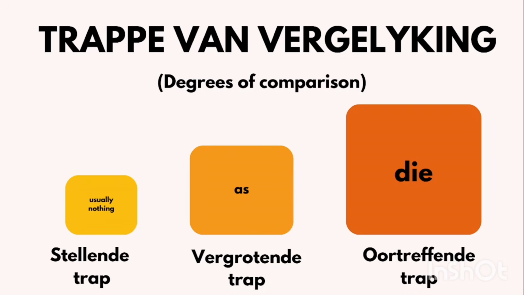Okay, so they'll give you rooi as a clue, and then because you saw the word die, you know that you're supposed to say ste at the end. And that's why your Afrikaans teacher always says die langste, or die kortste, or die swaarste. They want you to keep remembering that every time you hear the word die, it's the oortreffende trap.